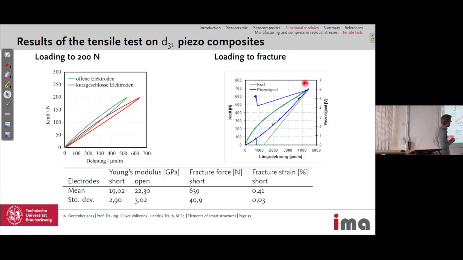And here at this point we have a failure. The strain gauges disconnect, so we don't have a reading anymore, and also the piezo breaks, so we don't have a reasonable signal, at least from this point on. The Young's modulus we had on the slide before, short and open, but also the force to fracture was only measured with short-circuited electrodes, which is about 639 newtons.